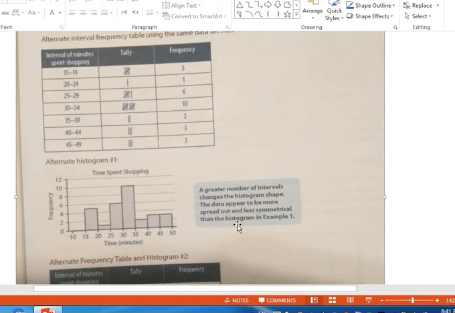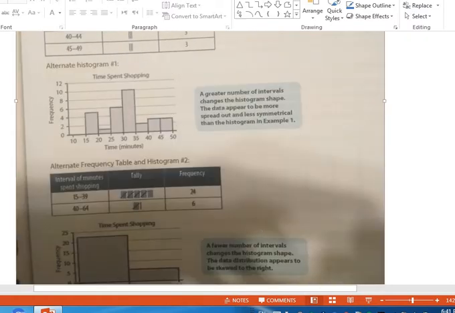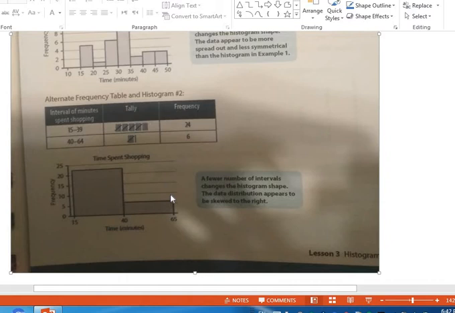Can you see? Yeah, than the histogram in example 1. Okay, moving to the other slide. In the same example here, a fewer number here, if I have an alternate frequency table and histogram 2, if you have taken some of the intervals by making the interval space wider, from 15 to 39 and from 40 to 64, look with me here, a fewer number of intervals changes the histogram shape.